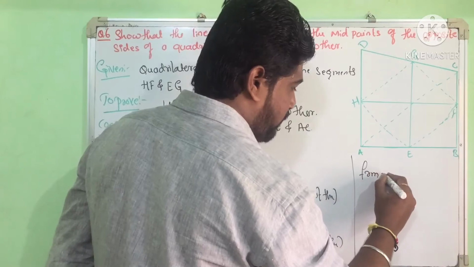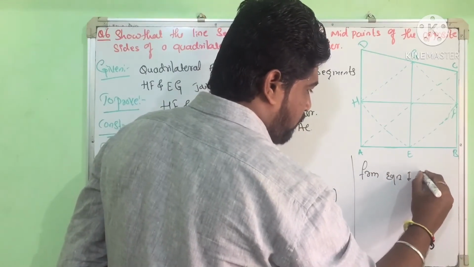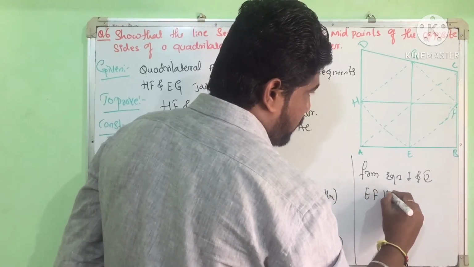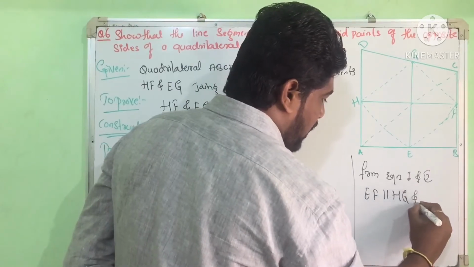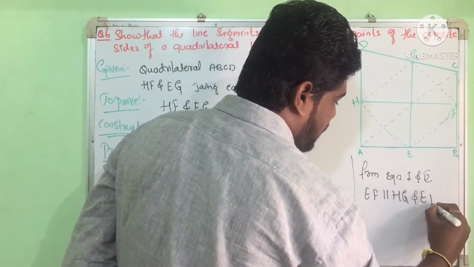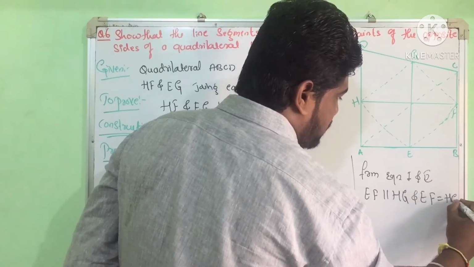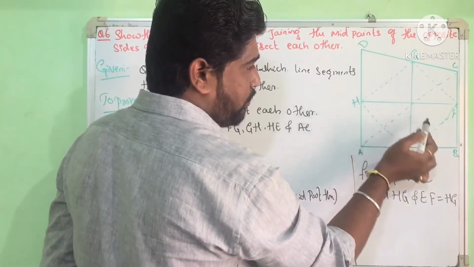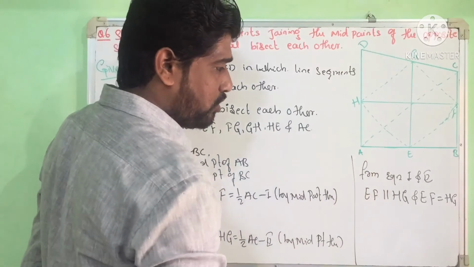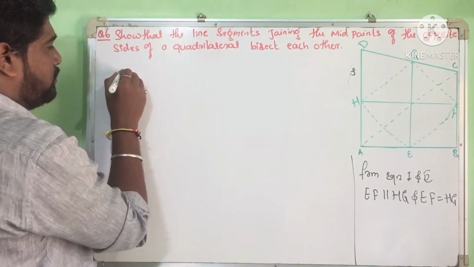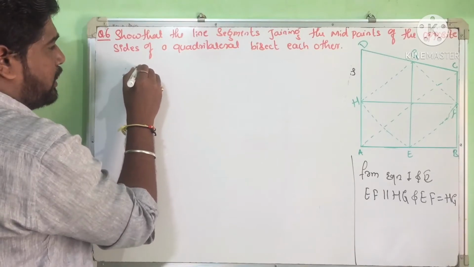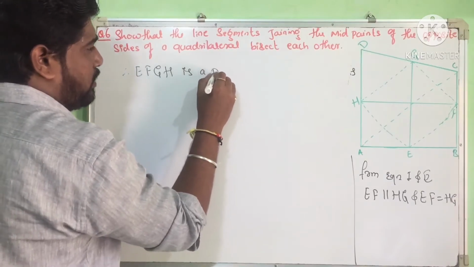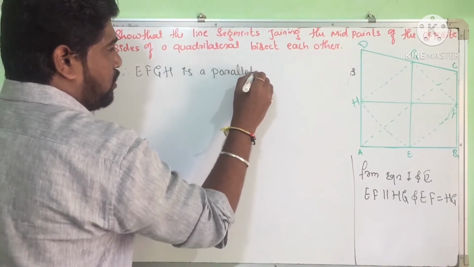So from equation 1 and 2, EF is parallel to HG and EF is equal to HG. So here in quadrilateral EFGH, these two lines are parallel and equal to each other. It means it is a parallelogram, right? So now therefore EFGH is a parallelogram.